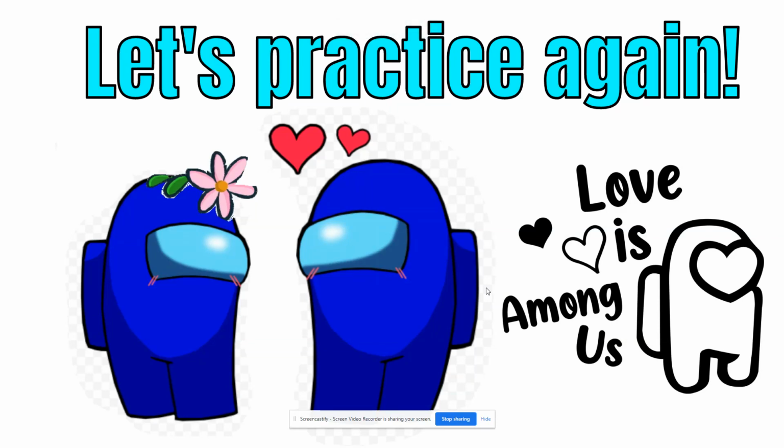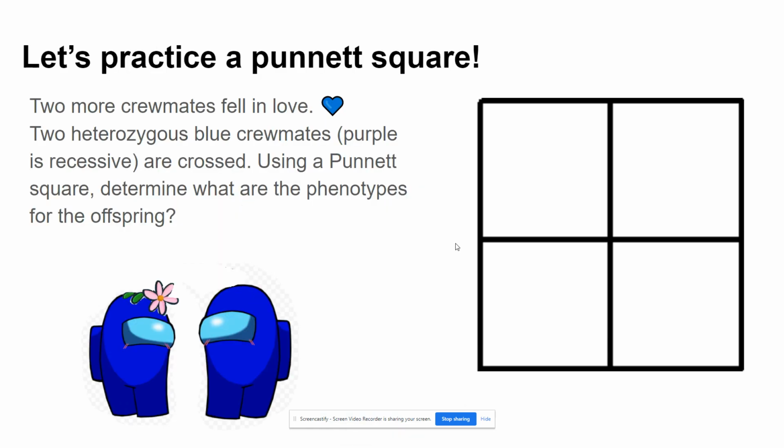Alright, guys, let's practice again. Round 2, Love is Among Us. We have 2 blue crewmates that are falling in love, and they're about to have some offspring. Let's use some Punnett squares to see what happens. Now, again, remember, for a Punnett square you have to have a block divided into 4 equal squares, as shown on the right.